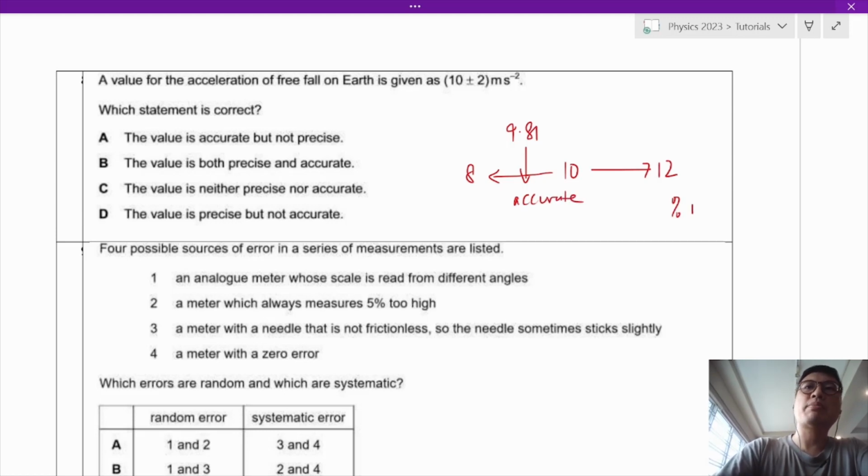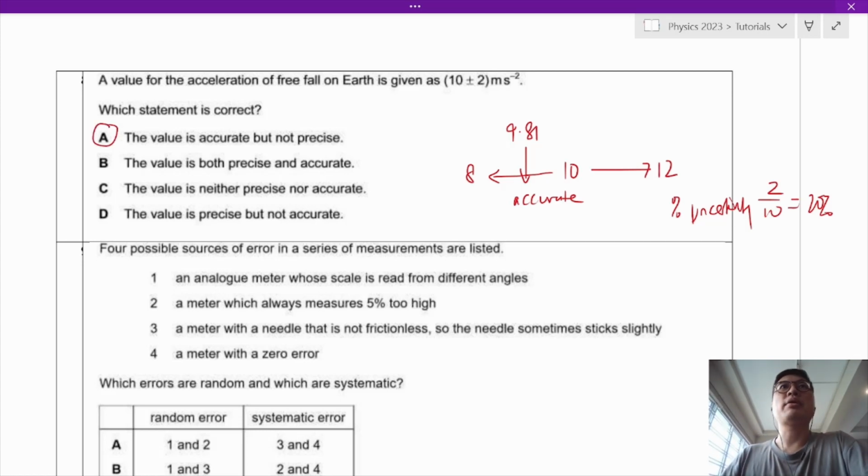But let's look at the percentage uncertainty. The percentage uncertainty will be 2 over 10, which is 20%. So this is quite lousy. So we can say that the value is accurate, but not precise.